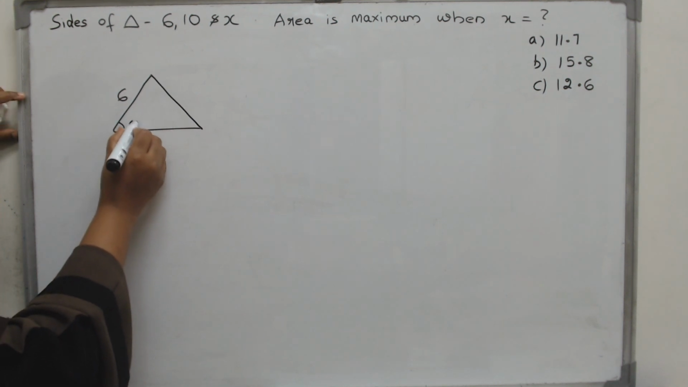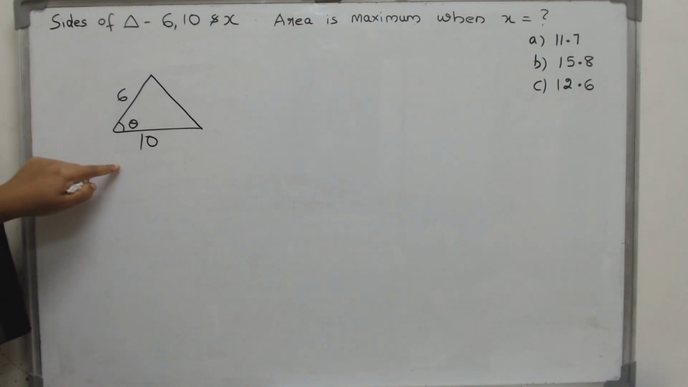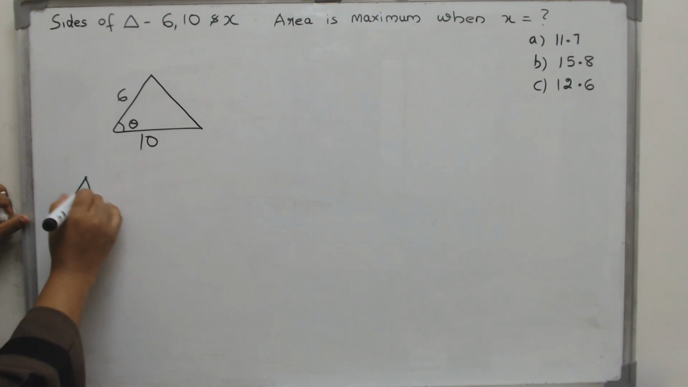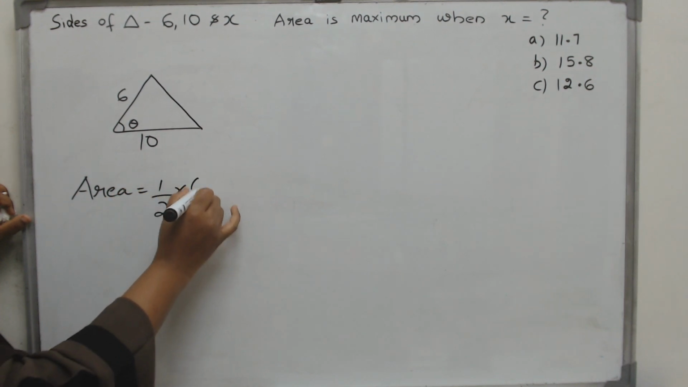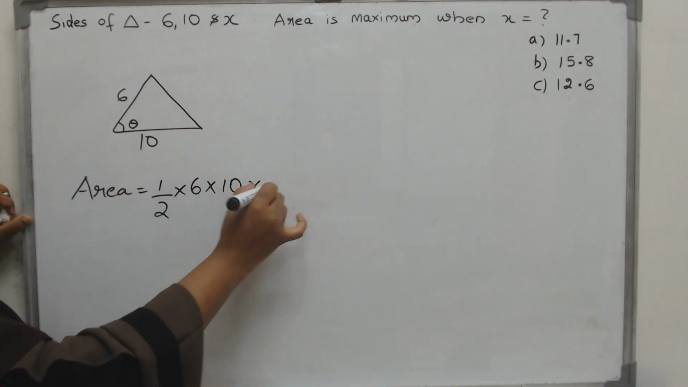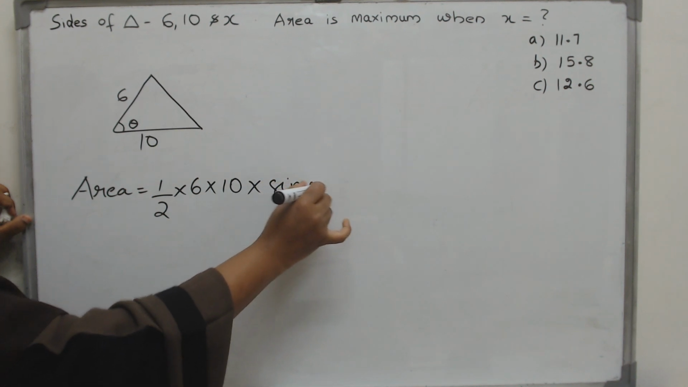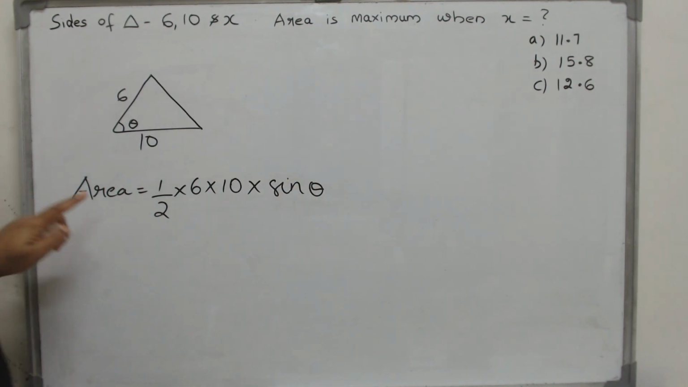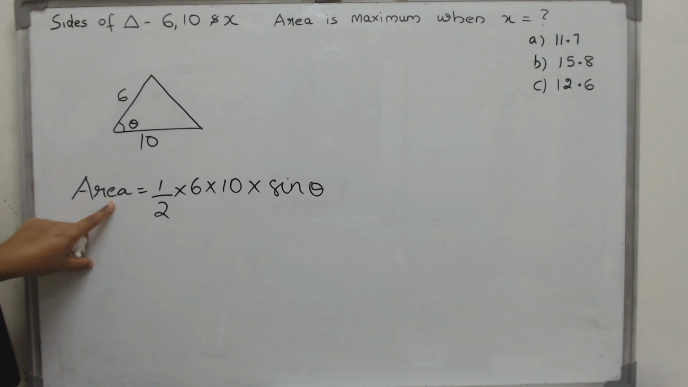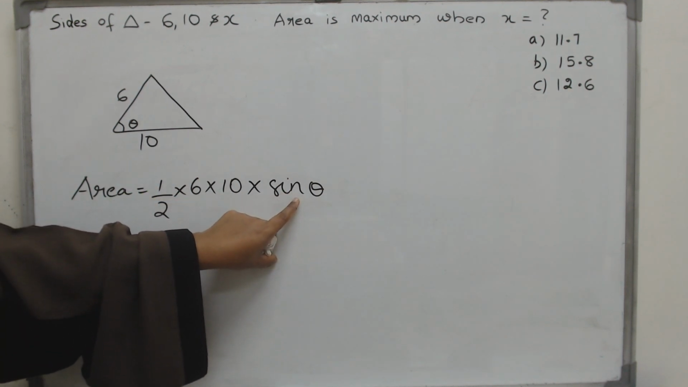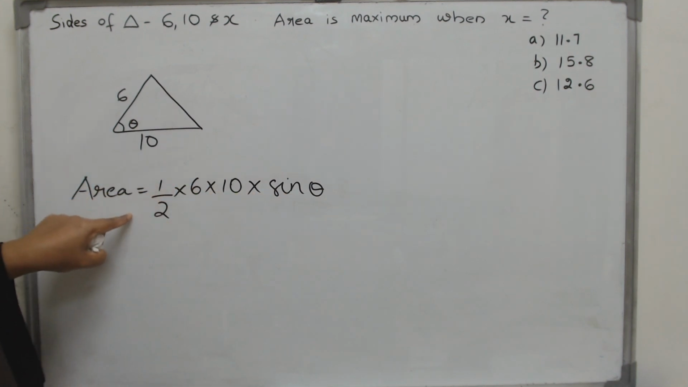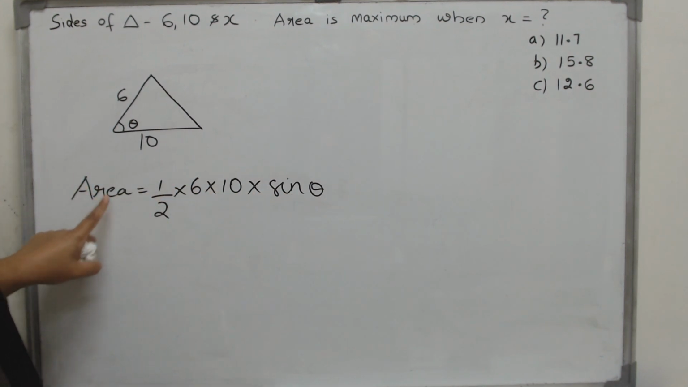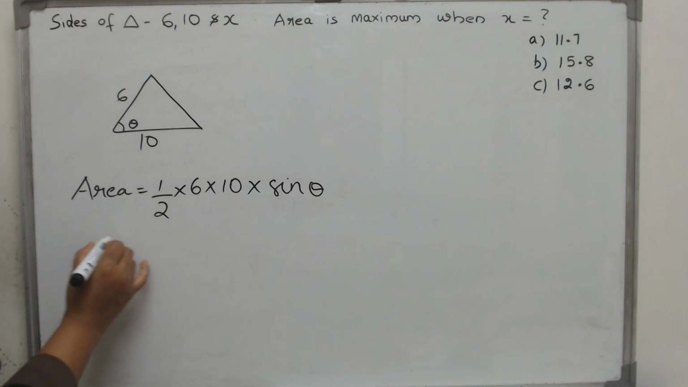Let theta be the angle between these two sides. Then according to the sine rule, area is given by this formula, half into product of the sides into the sine of the angle between them. Now for the area to be maximum, sine theta has to be maximum. It is the only variable in the formula. All the others are constant. So the area is maximum when sine theta is maximum.